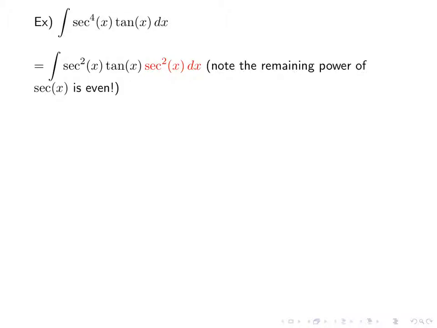As another example, we have secant to the 4th x tan x dx. And I'm going to separate the secant to the 4th as secant squared, secant squared. So you have secant squared tangent secant squared x dx. And just like I said in the beginning, you have secant squared x dx, and you want the remaining power of secant to be even, which it is, it's squared.